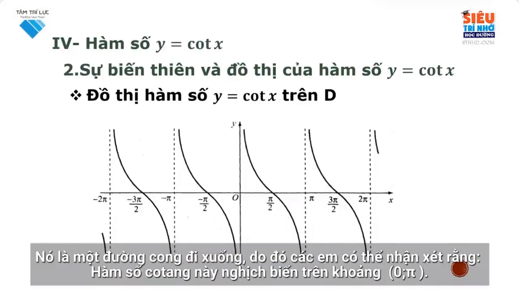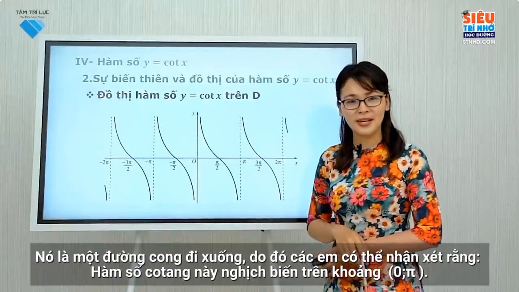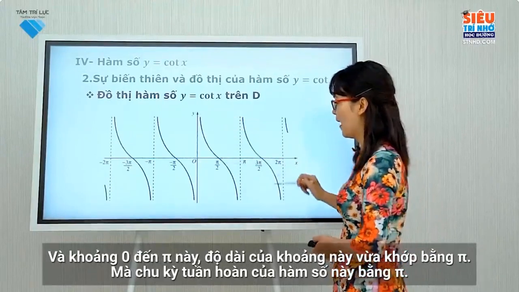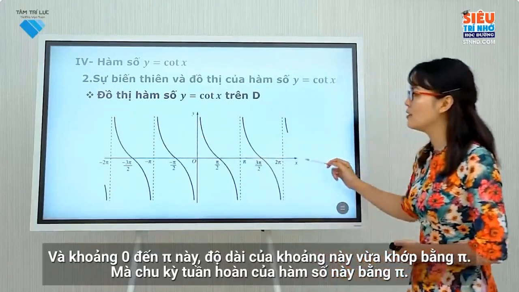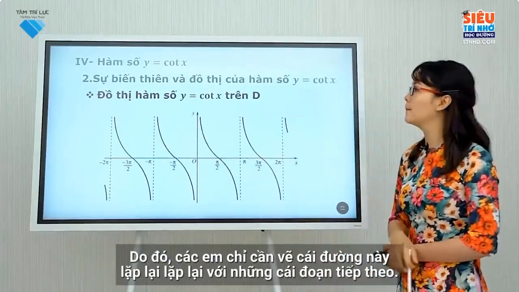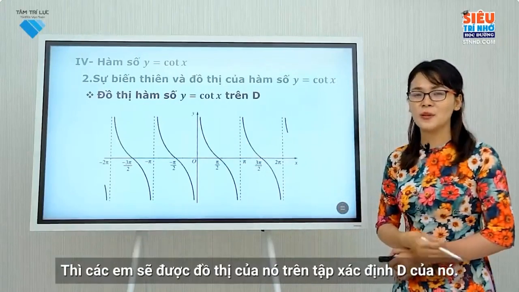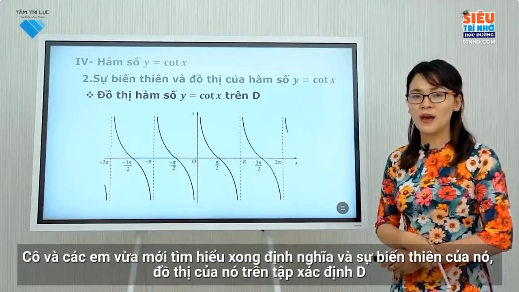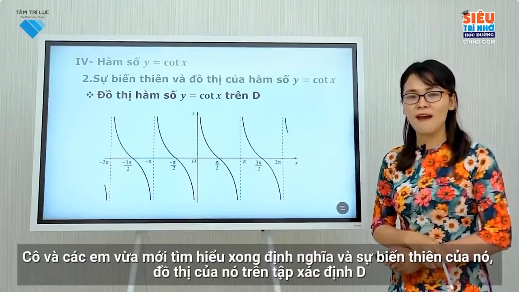It is a downward curve, so you can see that this cotangent function is monotonically decreasing on the interval (0, pi). The length of this interval from 0 to pi is exactly pi. Meanwhile, the period of this function is pi. Hence, you only need to draw this curve repeatedly for the next corresponding intervals. Then you will have the entire graph on its domain D. You and I have just covered the cotangent function's definition, variation, and graph on the domain D.